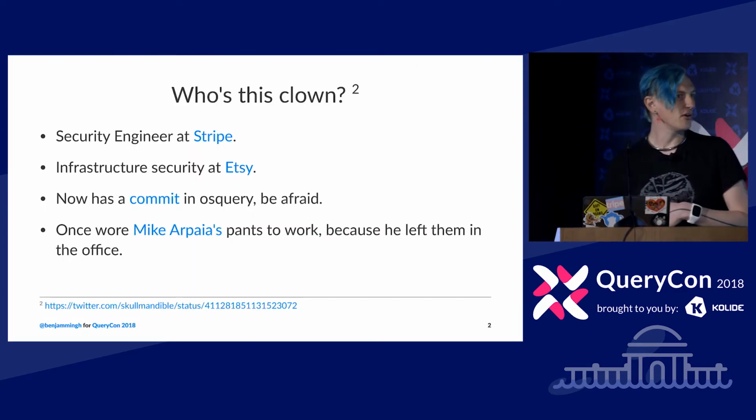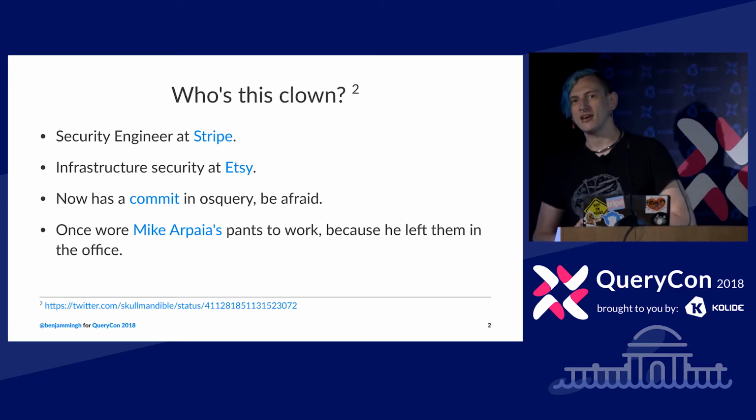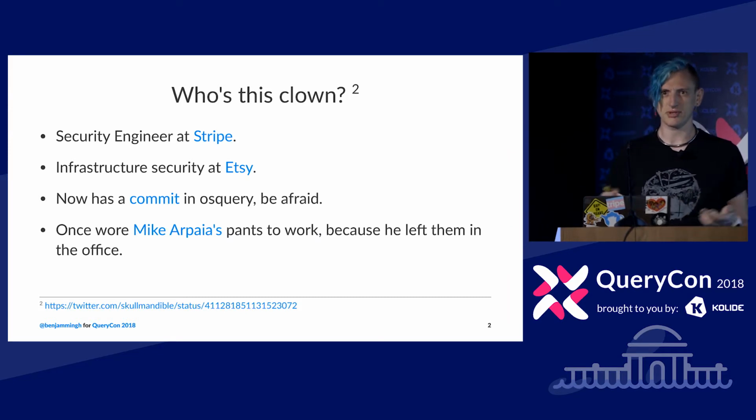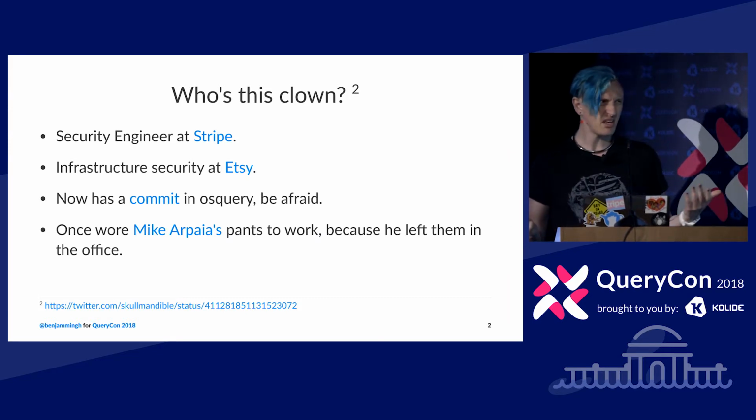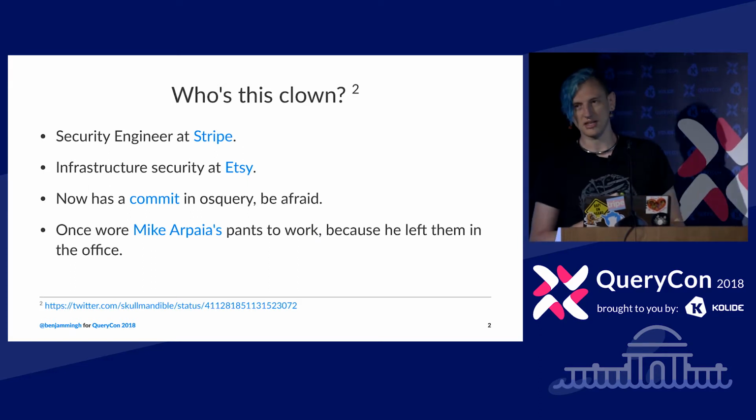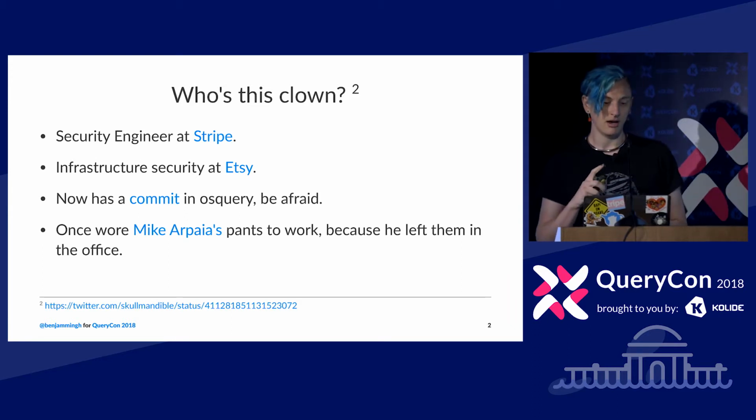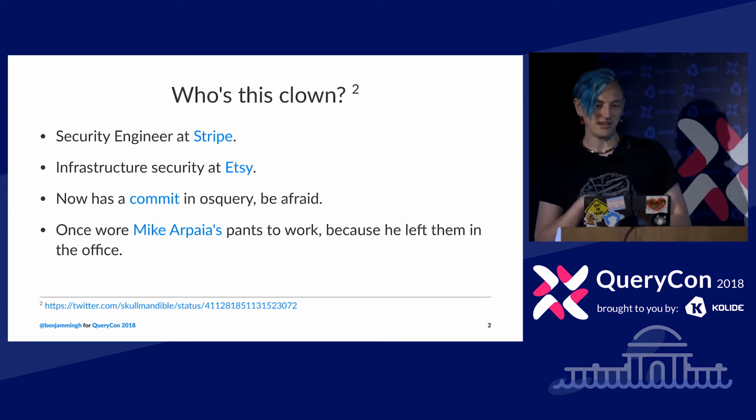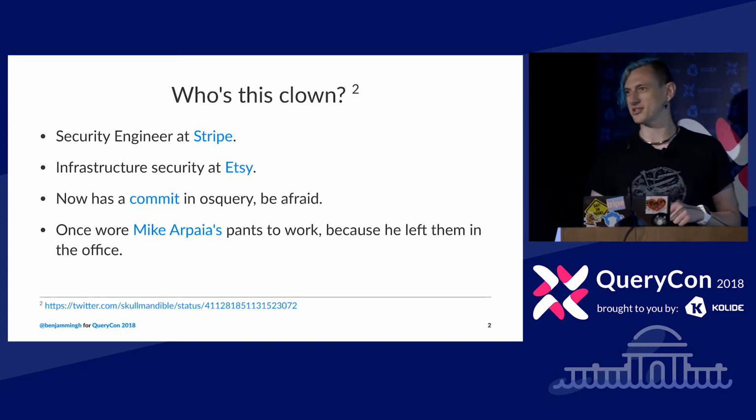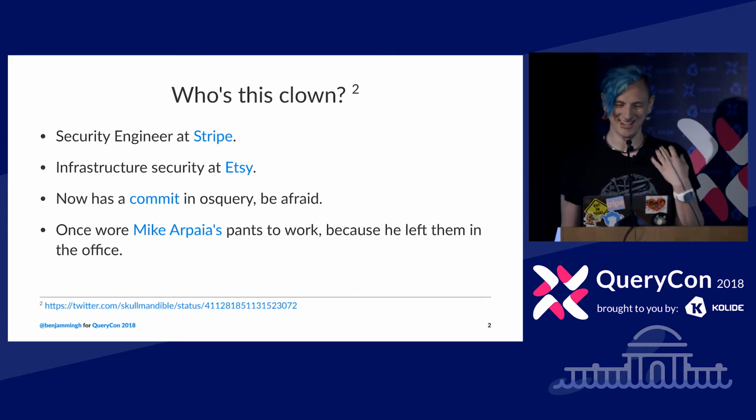Yes. Hello, I'm Ben Hughes. I'm Barn on Slack, probably on like 1,600 different Slacks, because that's how they make money. I'm currently at Stripe. I used to be at Etsy. Before that, I was at Puppet, which proves even these big companies will hire anyone. I have my first commitment in Osquery, so when it breaks, blame me. And I did once wear Mike's pants to work because he left them when he left Etsy, which I don't have a picture of, sadly.